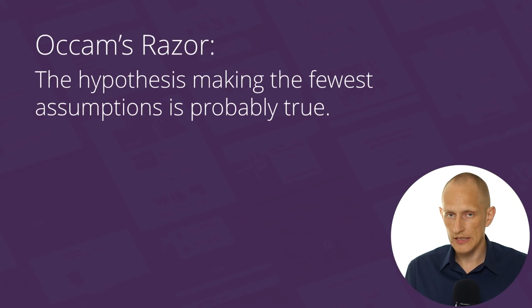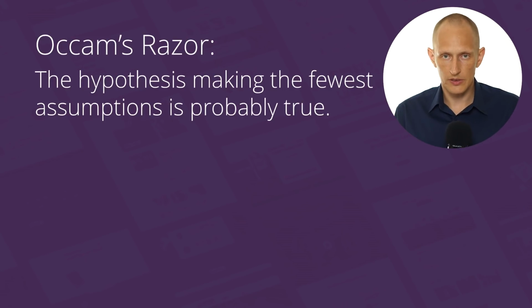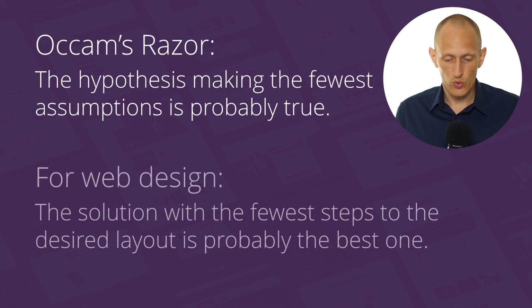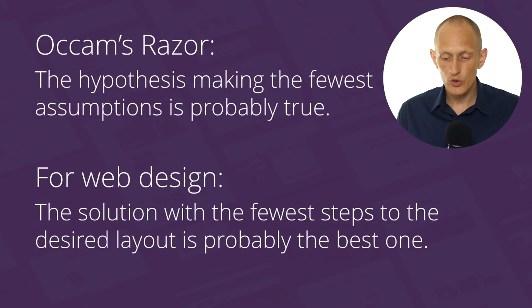Before we go further into tips, here's a general principle that I think is good to remember. There's a principle called Occam's razor, which is roughly the hypothesis making the fewest assumptions is probably true. Sometimes also translated as the simplest explanation is most likely to be true. There is a version of this that applies very much to mobile responsive web design, which is that the solution with the fewest steps to the desired layout is probably the best one.